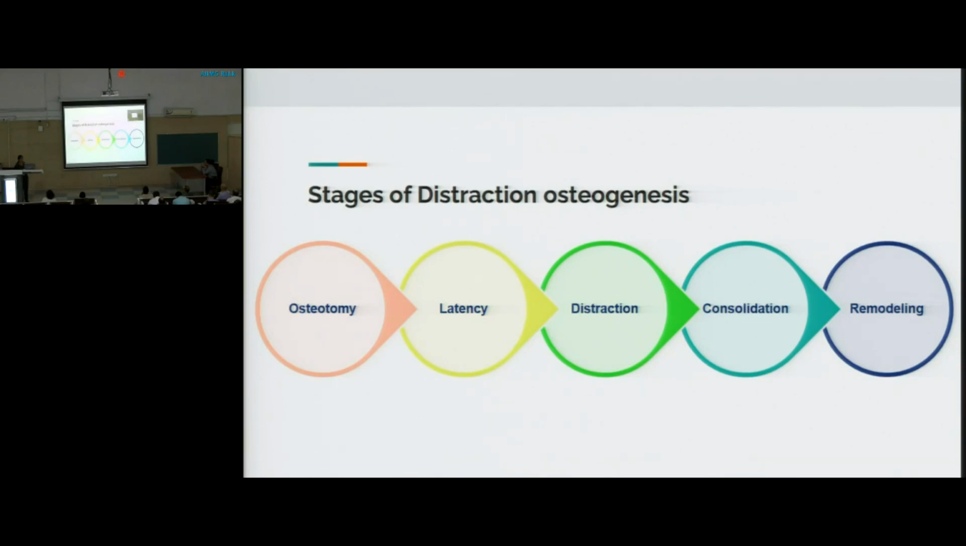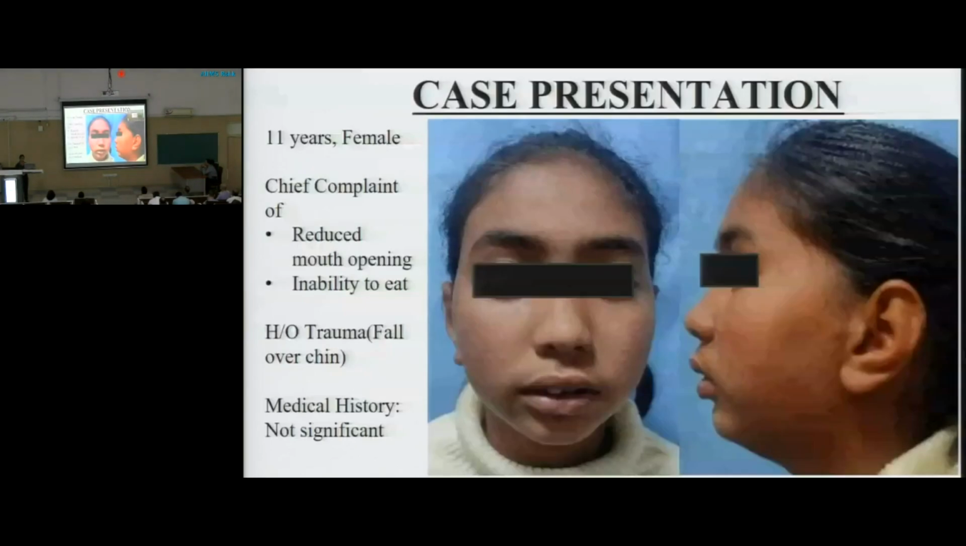This distraction has to be predetermined, how much we have to distract the mandible or the maxilla or any structure. Then we wait for the consolidation period where the bone formation occurs, and then remodeling. This remodeling phase goes on till 1 year. The research says the bone takes a complete 1 year to remodel, after the distraction has stopped. And then we go on to our case presentation.